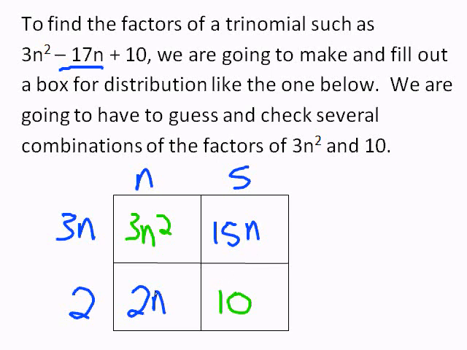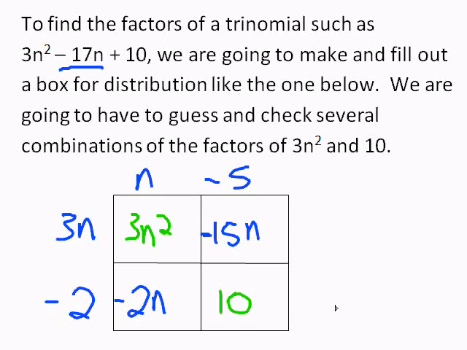Well, good news is we can change the sign of our 2 and 5 to make it negative 2 and negative 5, which means negative 2 times n is going to give us negative 2n. 3n times negative 5 is going to give us negative 15n. And we combine that, we get negative 17n in the middle. Notice the negative 2 times negative 5 still multiply together to give us this positive 10 at the end.